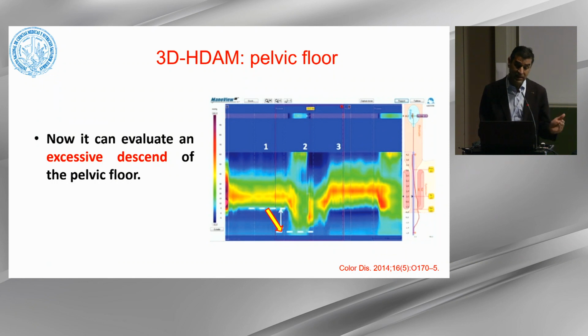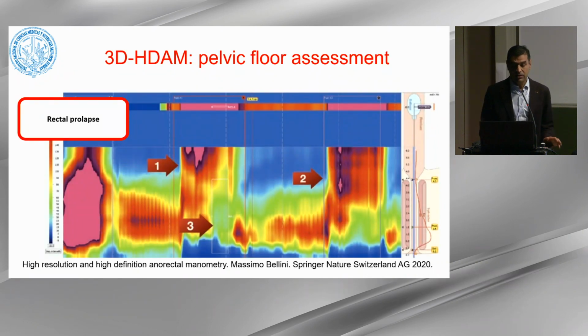And so we can assess if there is an excessive descent or a normal descent. For more normative values, we need to have a better picture of this. Also, components of pelvic floor pathology we can see with this 3D high definition manometry. Here in the upper part of the anal canal, we can see an increase in pressure once the patient is doing a pushing effort.